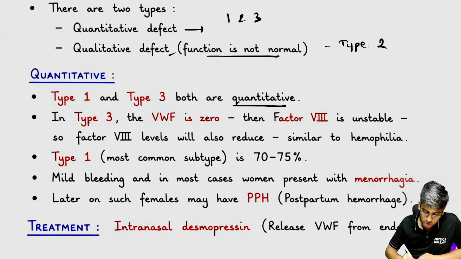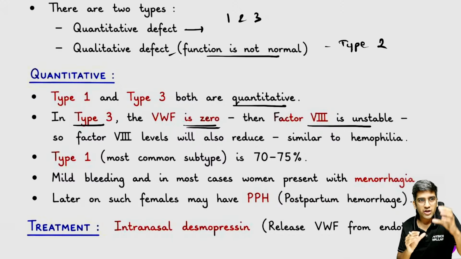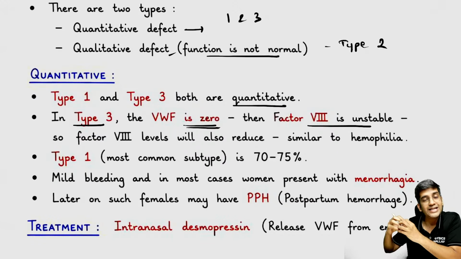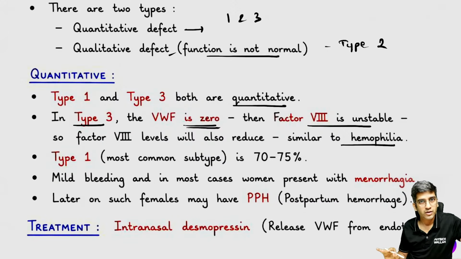Fine. So in type 3, where von Willebrand factor is zero, factor 8 is very, very unstable. If you remember from first year, von Willebrand binds to factor 8 to make it more stable. Right? Here it will be unstable. So it will actually present like hemophilia: deep hemarthrosis, muscle hematoma, classical of hemophilia.